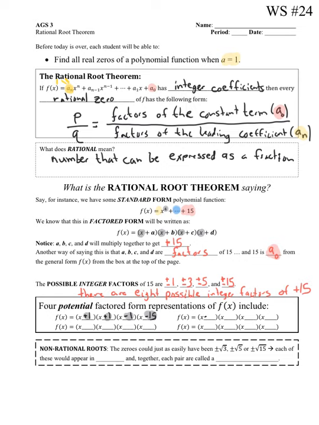I could say x minus 3 times x plus 5 times x minus 1 times x plus 1. That's another way to write it out, and that would be true as well, since all these numbers multiplied give us positive 15. I could write it out as x plus 15, x plus 1, x plus 1, x plus 1. I could write it out as x minus 15, x minus 1, x minus 1, x minus 1, as long as all of them multiply together to ultimately get us positive 15.